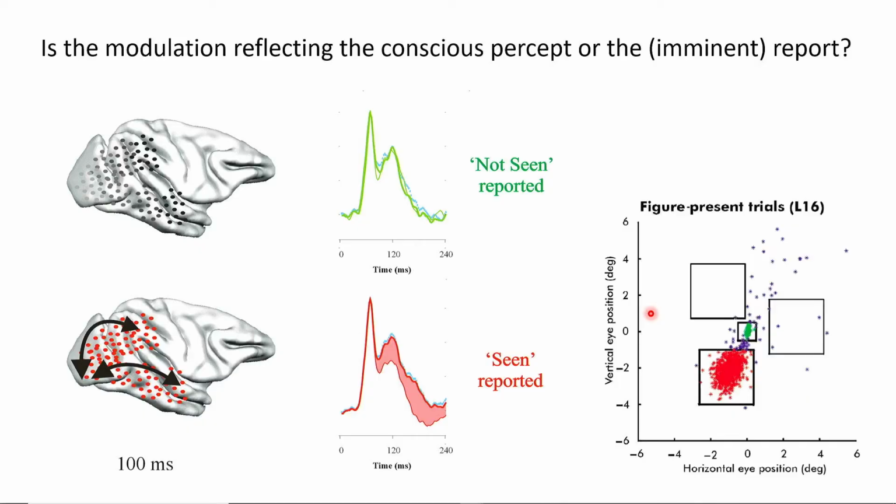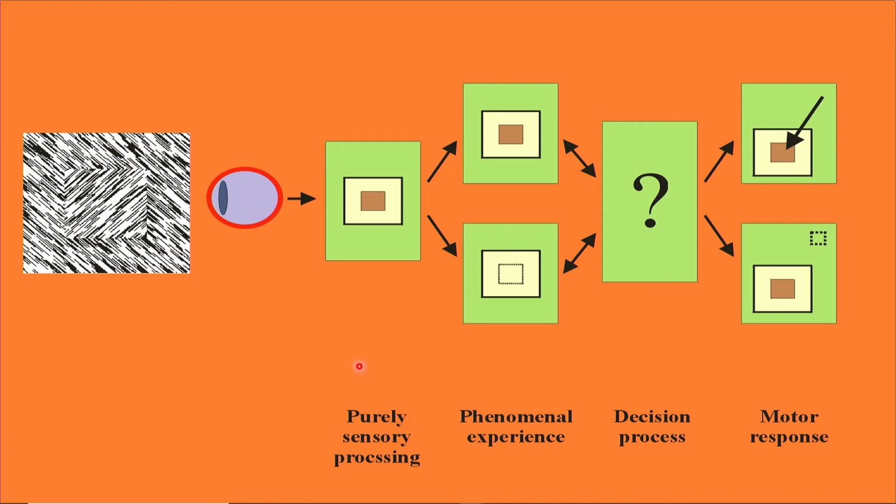Now, of course, still you have this question, what are these modulations exactly reflecting? Is it the percept or is it the imminent report? Because of course after this you get the eye movement, and after this you don't get the eye movement. So is it maybe a pre-saccadic modulation or something? Again, of course, entering this issue, is it about something going on here? Is it about the decision process, or is it about the motor response?